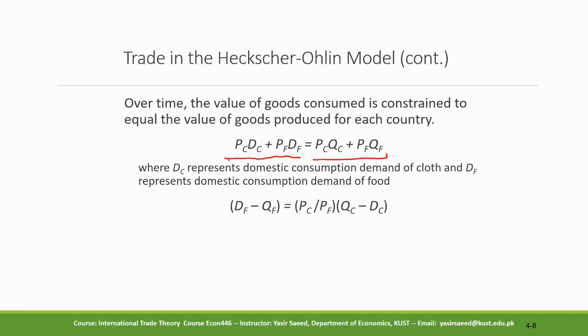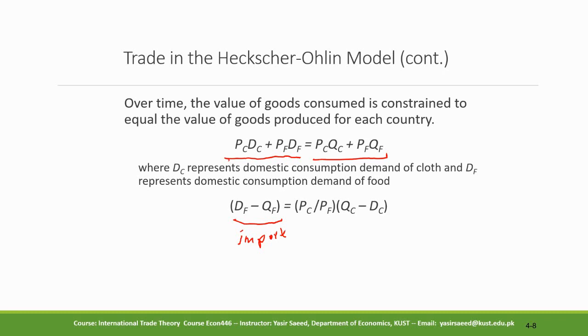Look at the first equation, that is demand for food minus the quantity of food produced. If demand for food is greater and the quantity of food produced is less, so what happens? We are demanding more than we are producing. So where will this extra demand come from? This will be our import, right? So the extra quantity will be imported through trade.